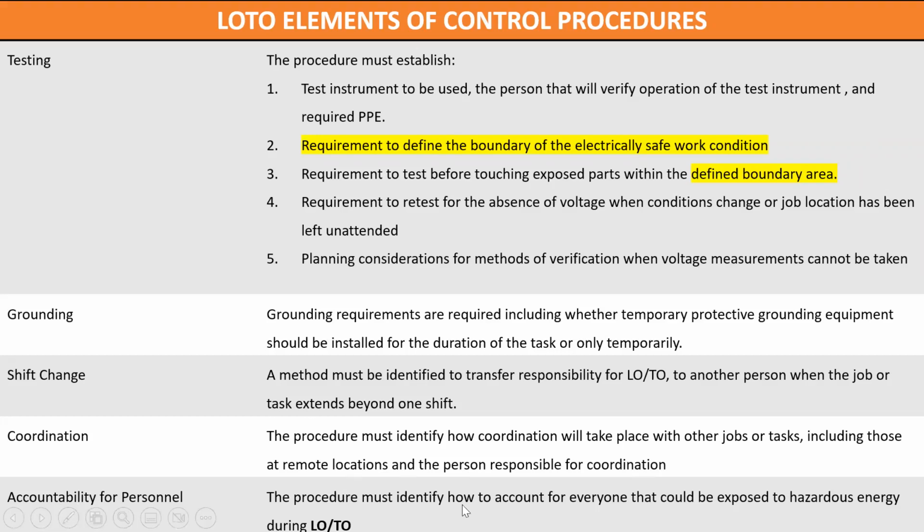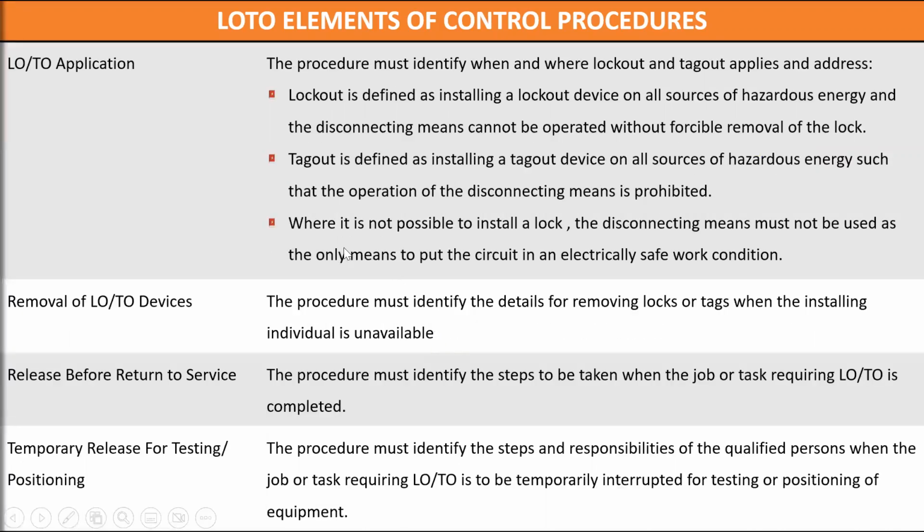The procedure must identify how to account for everyone that could be exposed to hazardous energy during the lockout and tagout. So it needs to take into consideration how many people will be affected and how to account for them, that during the execution of this lockout and tagout, how many people will be directly and indirectly affected by the hazardous energy.